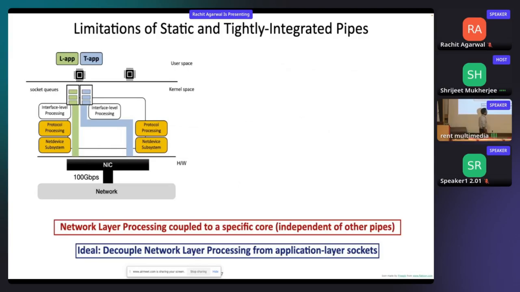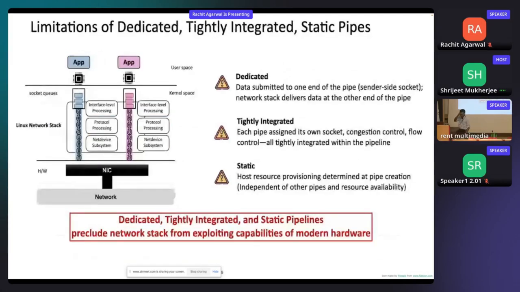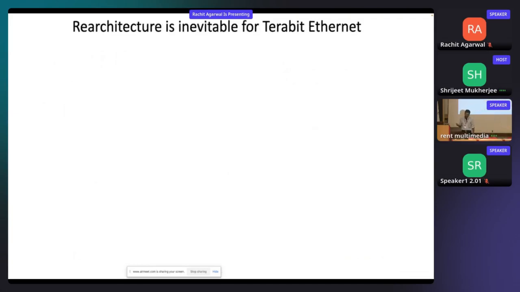Okay? So what we really want to do is think about these problems and see if these dedicated, tightly integrated, and static pipelines are really something that we should be stuck with, or can we think of something different where the stack takes more responsibility? My argument is that, yes, for the 10 to 100 gig transition, we were able to survive that, we could do some fine tuning, right? As we see how the hardware is evolving with all the fancy things being put in the hardware, and more and more applications being co-located, I think this problem is going to get worse. I think that as soon as we go beyond 100 gig links, we have to re-architect the network stack, because we will be spending ever more time in optimizing these things.